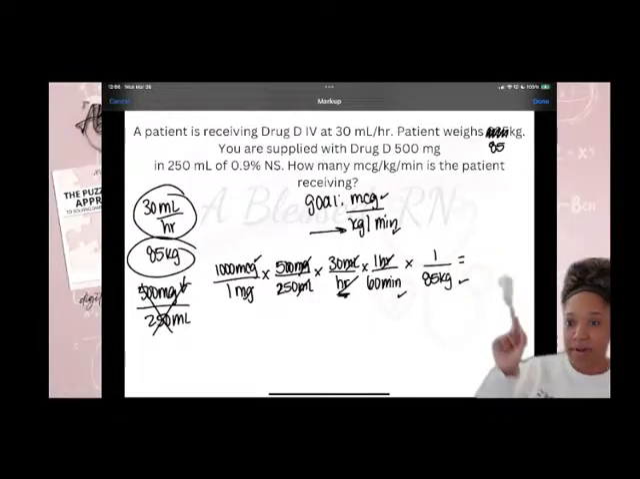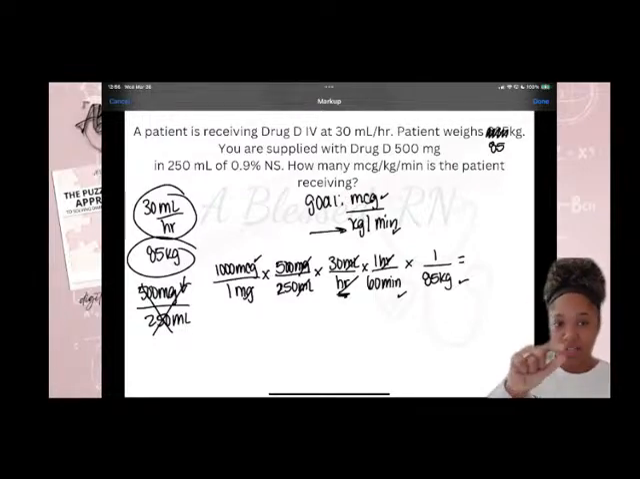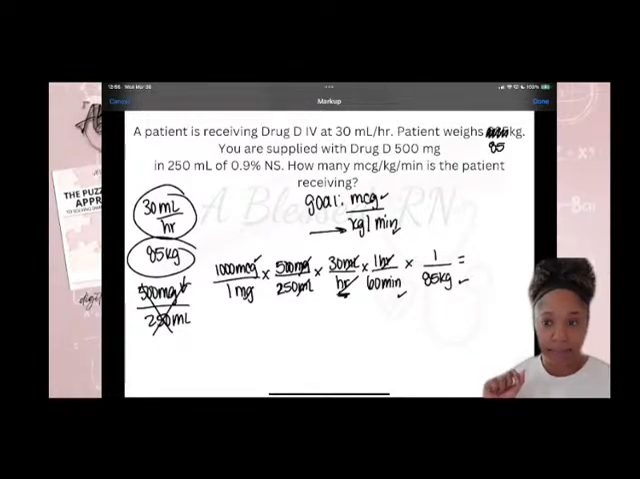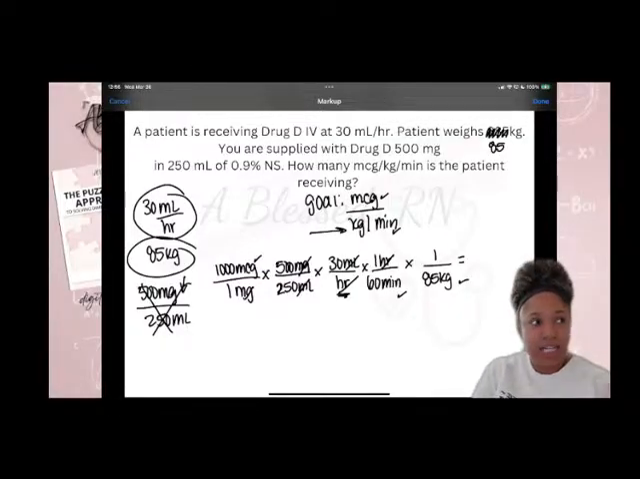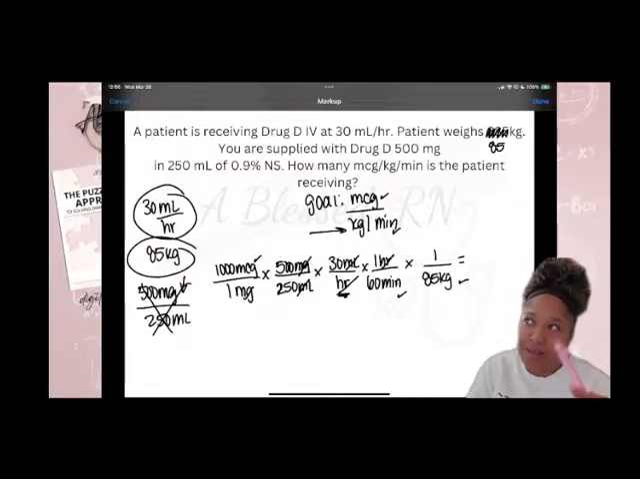We got micrograms on the top. We've got kg on the bottom. And we've got minutes on the bottom. Your puzzle is complete without doing an inch of math. Until now. So we can multiply and divide. That's it. Okay? Does this make sense? Anybody have any questions? 1,000 times 500 times 30 divided by 250 divided by 60 divided by 85. In my professional opinion, I think this might be the hardest type that you'll get. Besides some of those extra wordy ones and two-step ones, this is the hardest.